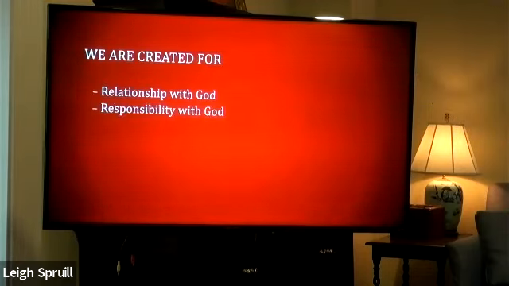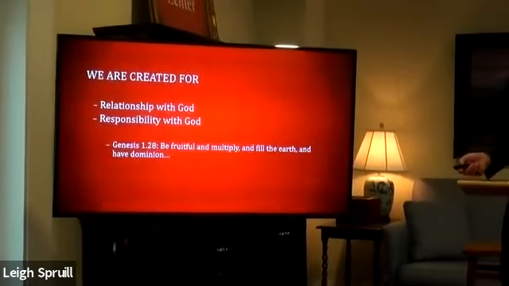This becomes obviously central when the relationship is severed, as it will be in the next couple of pages of the Bible. But we're also made for responsibility with God. I liked your word, reflecting God's character. God has made us regents, ambassadors. That's why we are special and set apart among all the created animals of the earth.